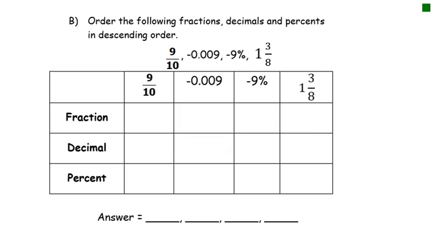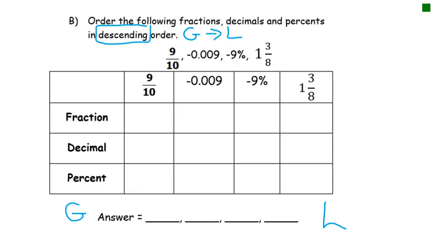It says order the following fractions, decimals, and percents in descending order. So we want to pay attention to descending. Descending means the numbers are going down or descending in value. So that means I'm listing my values from greatest to least. So when I write my answers down below, my greatest value will be listed first and my least value will be listed last.